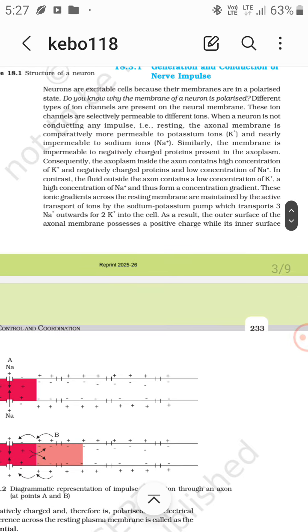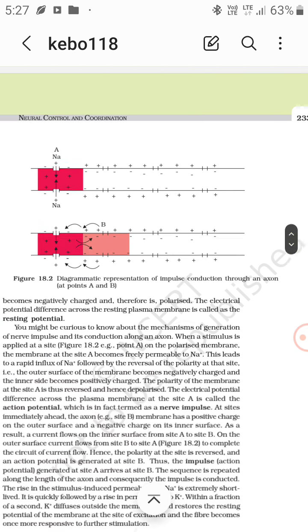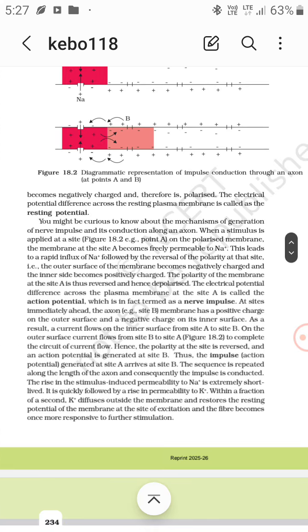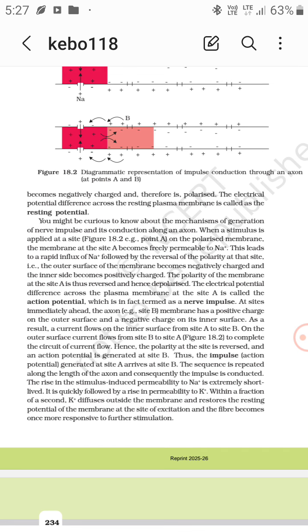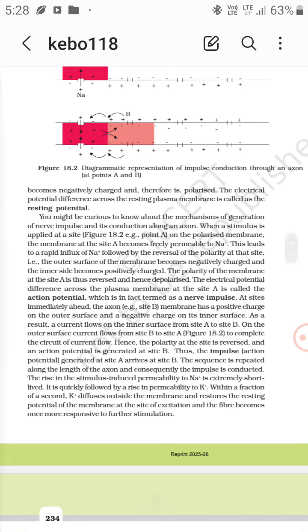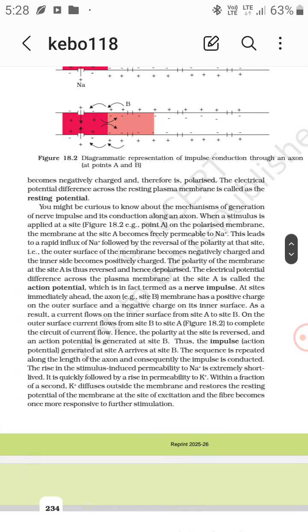Now these ionic gradients across the resting membrane are maintained by the pump, so this line I have already read. Now come to this point. When a stimulus is applied at a site on the polarized membrane, the membrane at site A becomes freely permeable to Na+. This leads to a rapid influx of Na+, followed by the reversal of polarity at the site. So the outer surface of the membrane becomes negatively charged and the inner side becomes positively charged. The polarity of the membrane at site A is thus reversed, and hence it is depolarized.